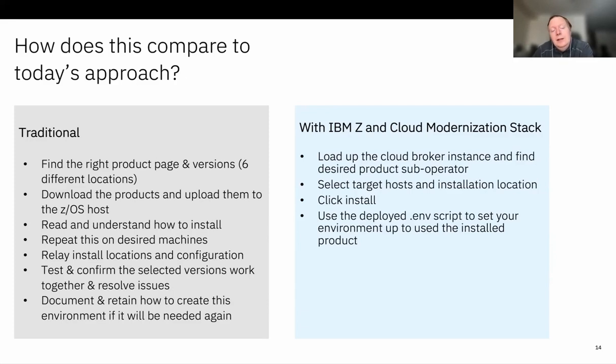And then, of course, you need to document and retain how to create this environment, right? If you need to reproduce the environment, or let's say that this is going to go into production at some point, how do I actually make this environment real again, right, on a different machine? With the modernization stack, right, you load up your Cloud Broker instance, and you find the desired product solver creator. You pick the target host that you've configured within the tool to say, I wanted to install to these. You click install. And then you log in, you source the env script, and you're off to the races running, right? So it's a much simpler process here.